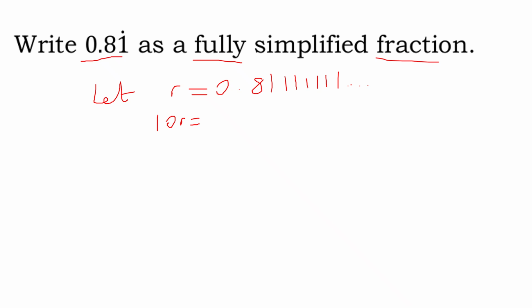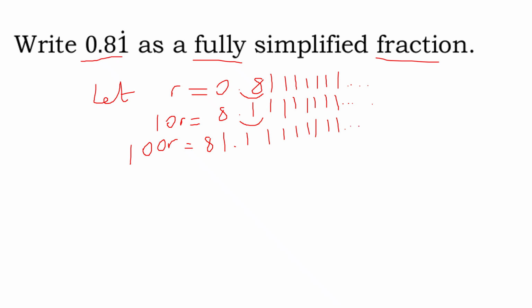Well, I'm going to times it by 10, so the decimal point moves one place to the right. So that'll be 8.1111111, and so on and so forth. Next up, I'm going to work out 100R. So I'm going to times it by 10 again, so the decimal point moves one place to the right again. So I'm going to have 81.11111111.